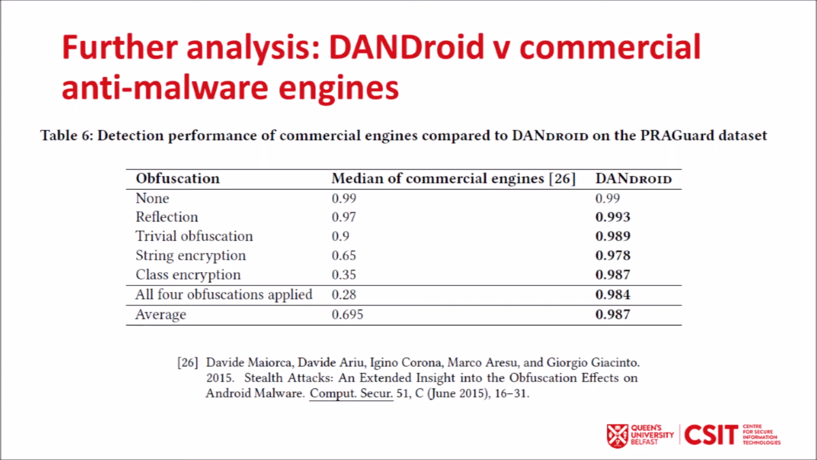Some further analysis then. This is a comparison with commercial anti-malware detectors. The authors of 26 here kindly provided us with their PRAGuard dataset. These apps are different to ours and are obfuscated using a different obfuscation tool. And in their paper, they tested commercial detectors from AVG, Norton, and Kaspersky. Table 6 shows the median detection rate for each type of obfuscation and also DANdroid performance. And it can be seen DANdroid achieves superior performance in every case. And we believe this is because our static analysis of an app is much more informative compared to the signatures that these engines use.